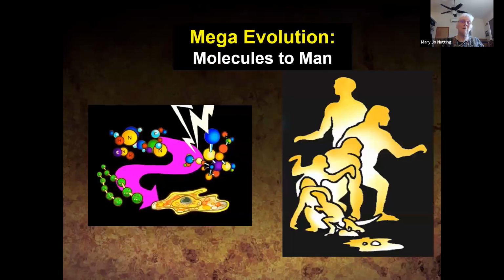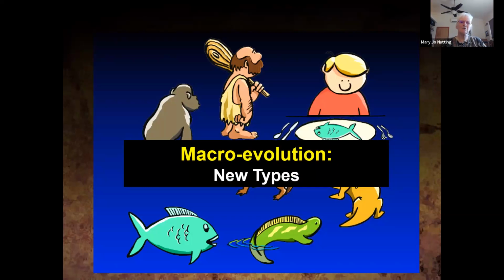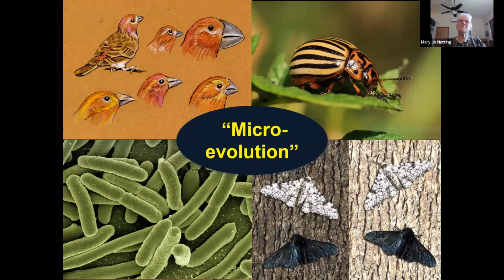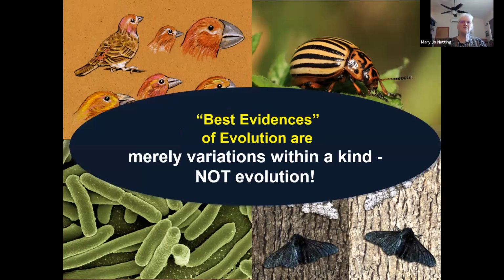Are we talking about mega evolution, which is really the molecules to man idea, that we can go all the way from molecules to get to human beings? Or are we talking about macroevolution, which is more the development of new body types and structures? Or are we talking about microevolution, which is much smaller variation, much smaller kinds of changes? And in fact, we would look at microevolution and say that we really believe that microevolution fits very well within a creation model.